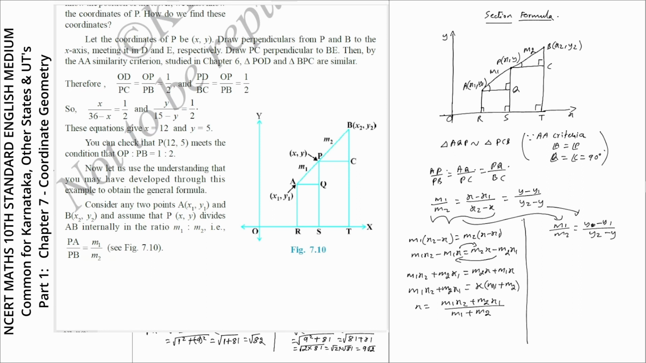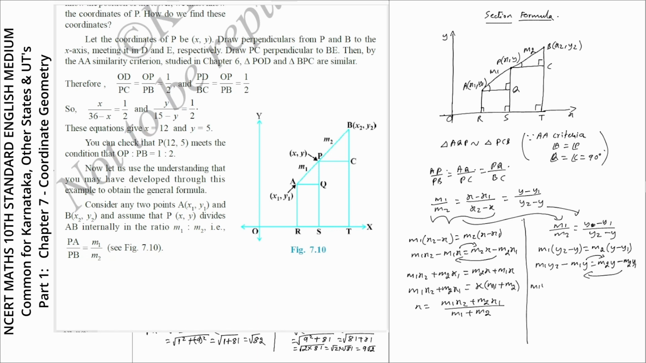Now I'll cross multiply. If I cross multiply, m1 into (y2 minus y) is equal to m2 into (y minus y1). I'll open the bracket: m1 y2 minus m1 y is equal to, here also I'll open the bracket, m2 y minus m2 y1. So now the y term I'll bring to the right hand side, and this I'll bring to the left hand side.